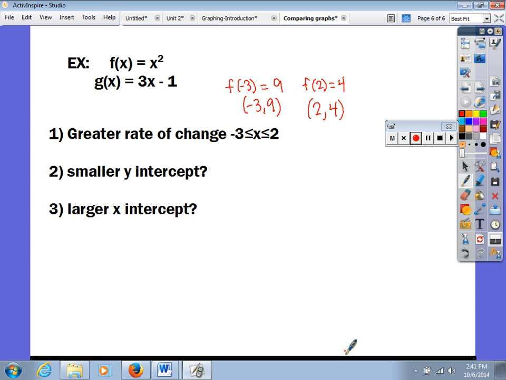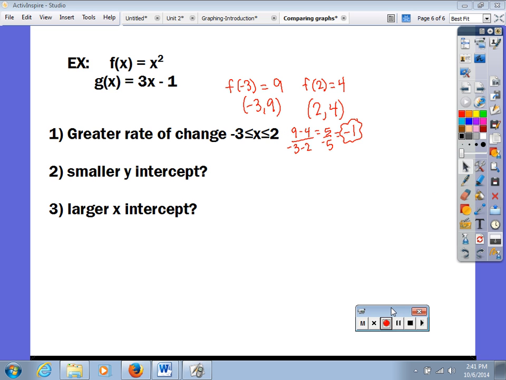Now all I do to find the rate of change is subtract the y's over the x's. Do y'all get that? Okay, so 9 minus 4 over negative 3 minus 2 is going to give me what? 5 over negative 5, which is negative 1. So the rate of change of f on the interval negative 3 to 2 is negative 1. That's the rate of change. All right? Let's go ahead and do g now. I'm going to change up my colors. So before I can figure out what my slope is, you have to first find your points.